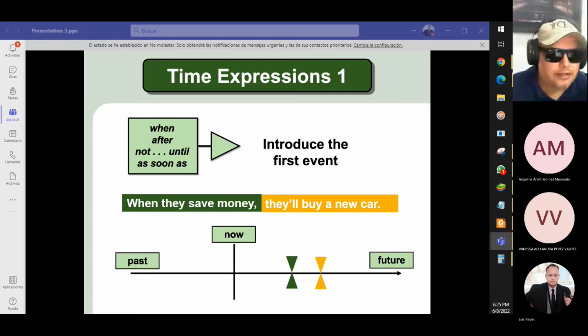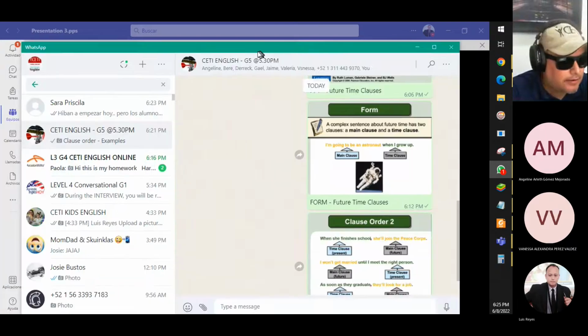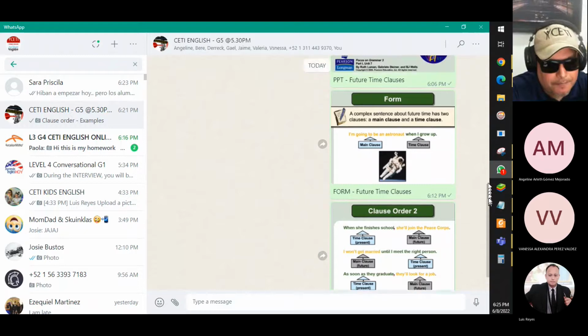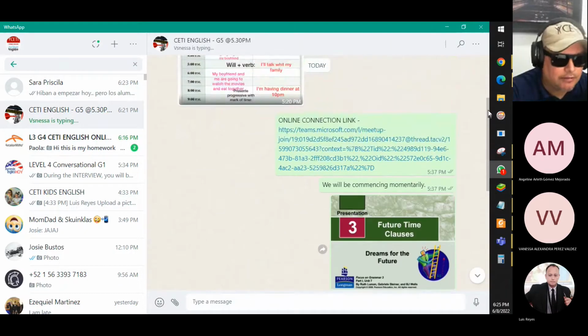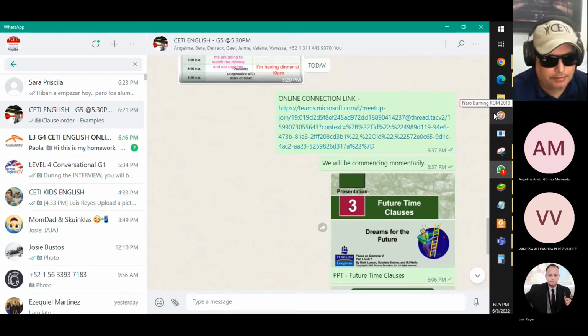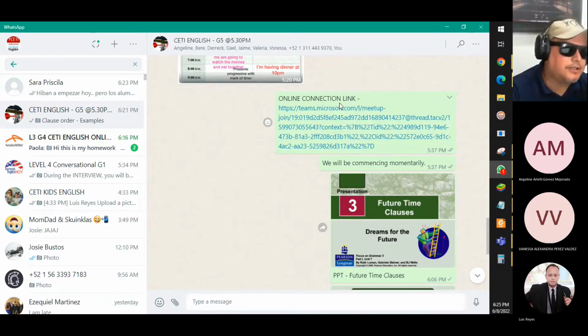When the teacher sends the class link, ¿verdad? Todos tenemos un WhatsApp chat, ¿verdad? Y aquí estoy explicando, ok, aquí está el WhatsApp chat del grupo, ¿verdad? Bueno, todos mis grupos, de algunos grupos de hoy, pero aquí se ve el de ustedes. Entonces, ¿cuándo es que saben que vamos a iniciar la clase? Oh, when the teacher sends a class link, ¿verdad? Aquí dice online connection link, ok. We will be commencing momentarily.